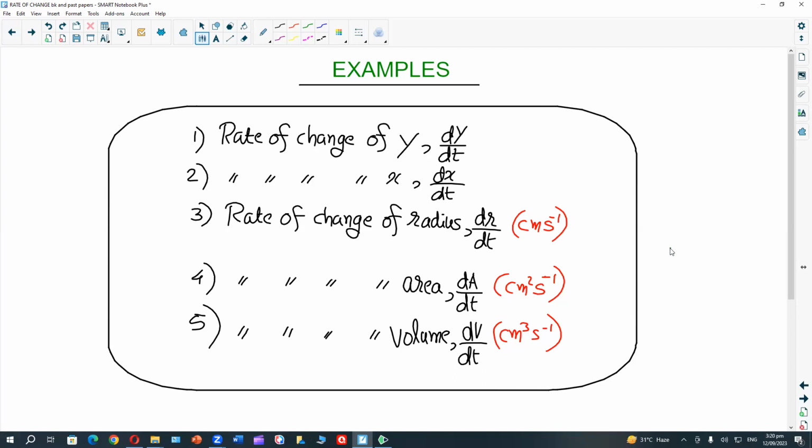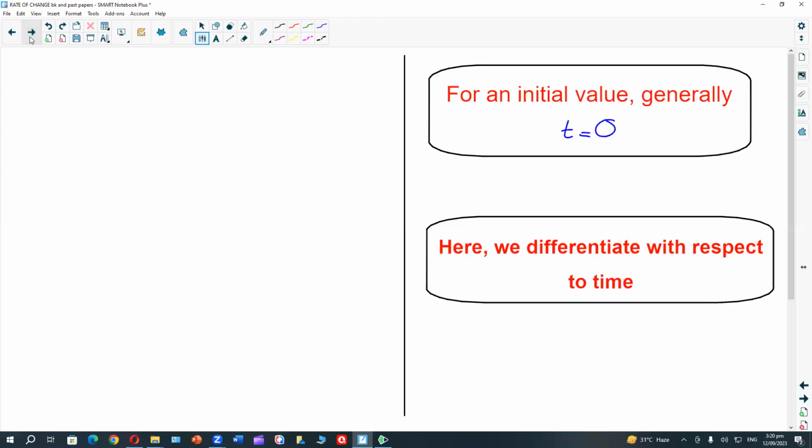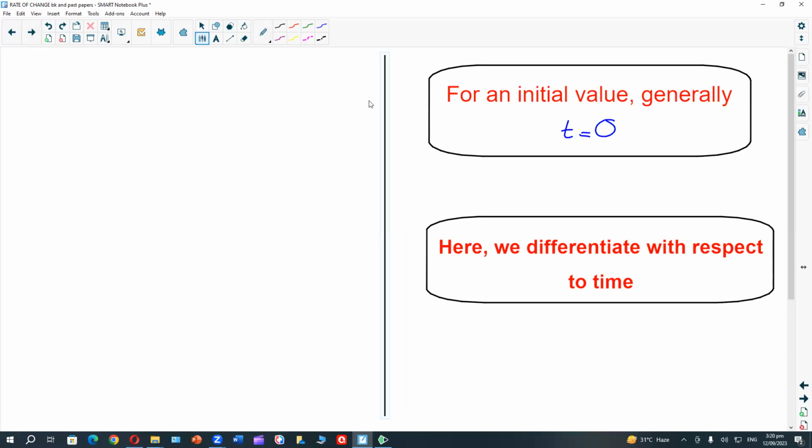So these are the important rates of change. The units are coming from physics. Now, for an initial value, this is again a concept in physics: when you start an experiment, the time is zero. When we differentiate something with respect to time, it is called rate of change. You have to copy these two concepts.